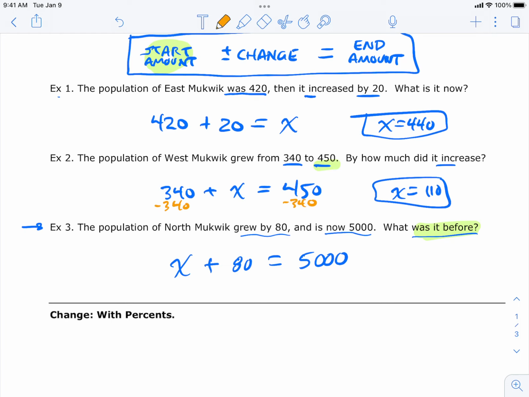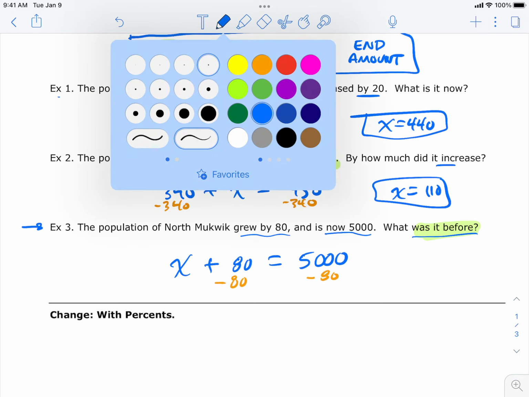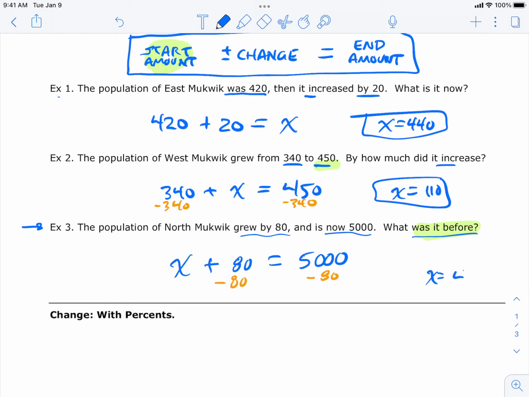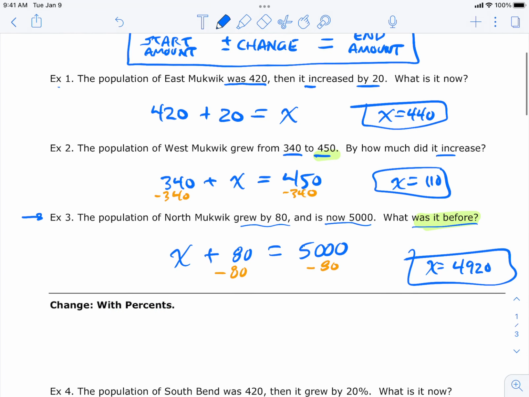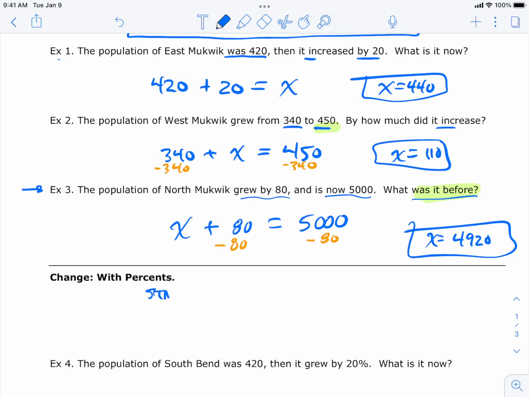So where are we now? This equation you solve kind of like the last one. It's the old subtract 80 on both sides trick, and so x ends up being 4,920, I reckon. Okay, that's the basic structure. Hopefully that's something you can embrace. Because now we're going to do kind of the same thing, except let's bring in this whole percent thing. How does the percent thing change that equation? It changes it this way. You'll have your starting amount.